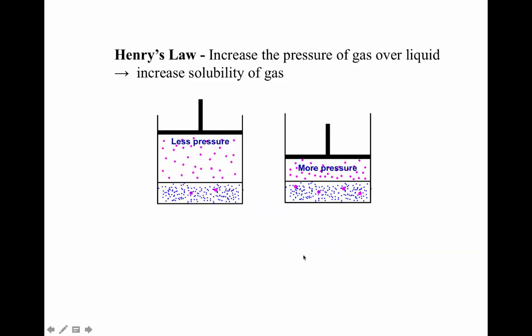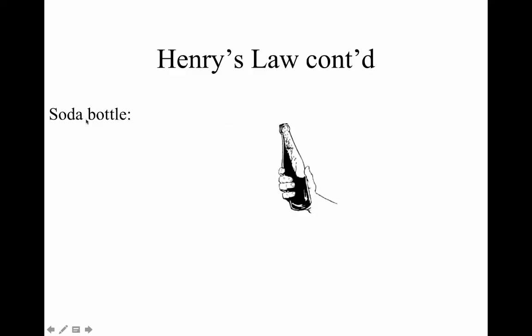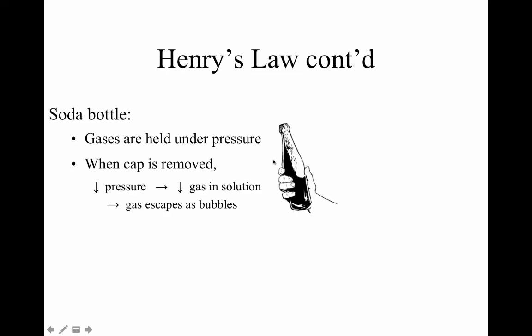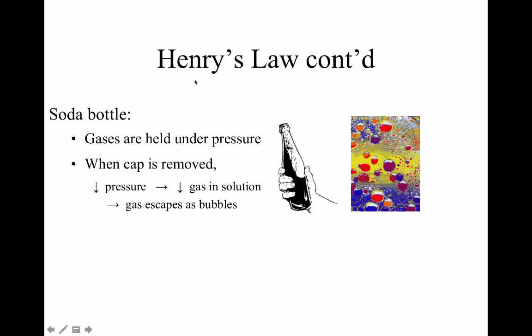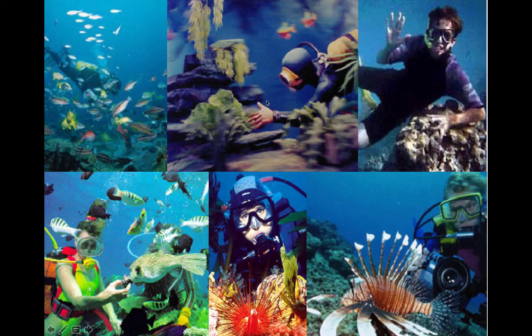Henry's law would say then that an increase in the pressure of gas over liquid leads to an increased solubility of the gas. So effectively, we're creating more pressure that's pushing more gas into liquid. In a soda bottle, for instance, we've seen this: gases are held under pressure, and when the cap is removed, we see a drop in pressure, which creates a drop of gas in solution, and we see gas escaping as bubbles. So this is directly related to Henry's law, which would say once the pressure is removed, then the affinity for those gases to be in fluid is released, and those gases can escape.